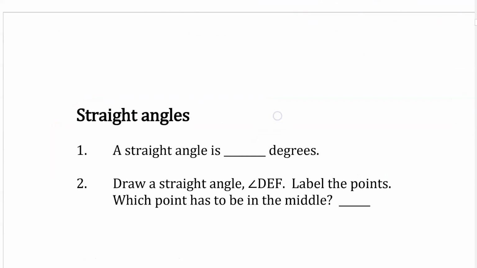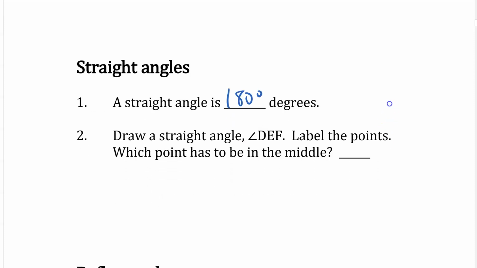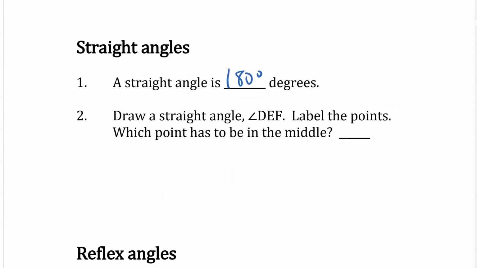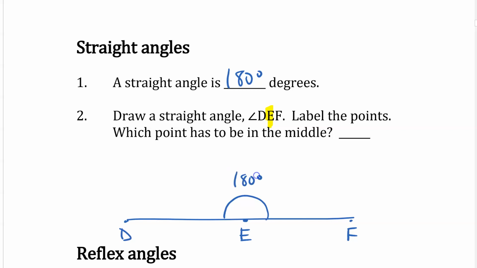Okay, so moving on. Straight angle, I may have mentioned this, is exactly 180 degrees. It says draw a straight angle, DEF, label the points. A straight angle looks just like a straight line. So I'm going to label the middle part, what I called the corner before, although in a straight angle it doesn't really look like a corner, does it? That would be my middle letter, and I'll put the D here and then the F there. To be honest, the order of the D and the F doesn't matter, but E has to be in the middle. That would be my straight angle, and it goes 180 degrees, and that makes a straight line. Which point has to be in the middle? The E has to be in the middle.